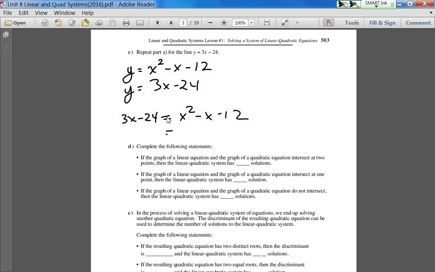OK, dumping everything to which way? Good. Make the left 0. So we got to dump 3x. Still the same story, but this time the constant will be different. Or is it the same? You got a plus 24. So plus 12. Was that the same constant? No. Different sign? OK. Now let's go and factor this guy.